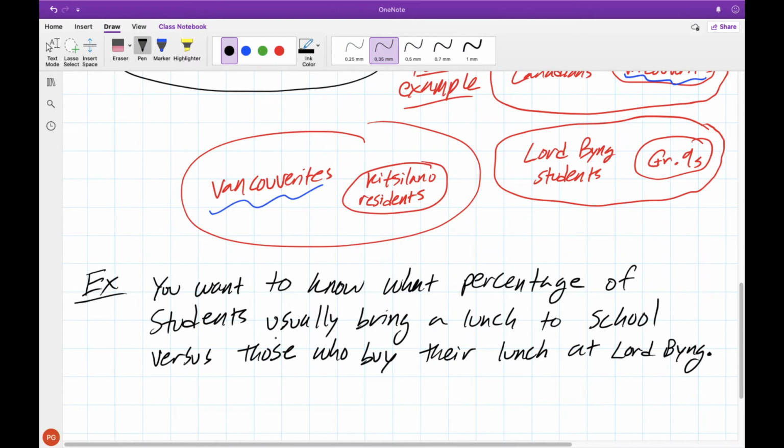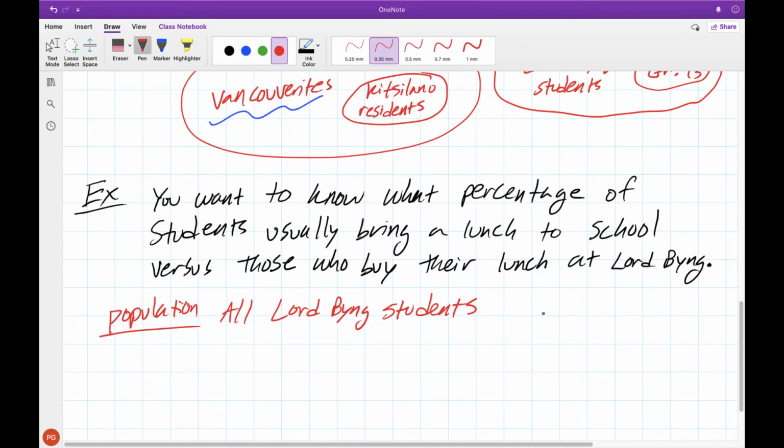Let's say you wanted to do a study about the percentage of students at Lord Byng that bring their lunch versus those that buy their lunch. Our population in this case is all Lord Byng students. Now when you collect your data, you have to make a choice about who you collect data from.